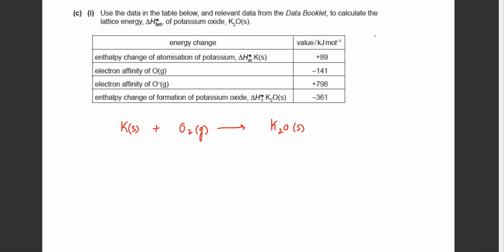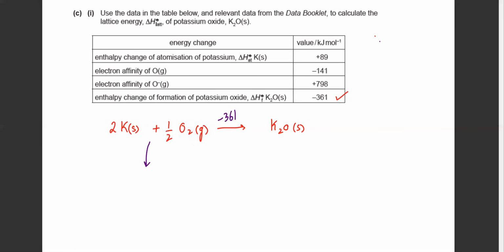Okay, so the enthalpy of formation is given. So it has to be 1 mole. So this would be half, and this would be 2. So the value is given. This value is given as minus 361. So I'm going to write this down. Okay, Lubena, is this clear? Yes.